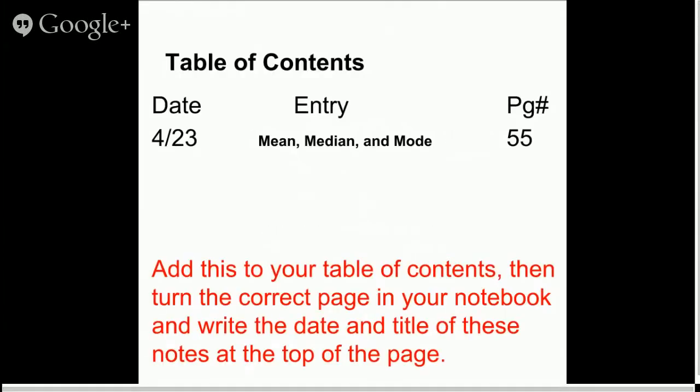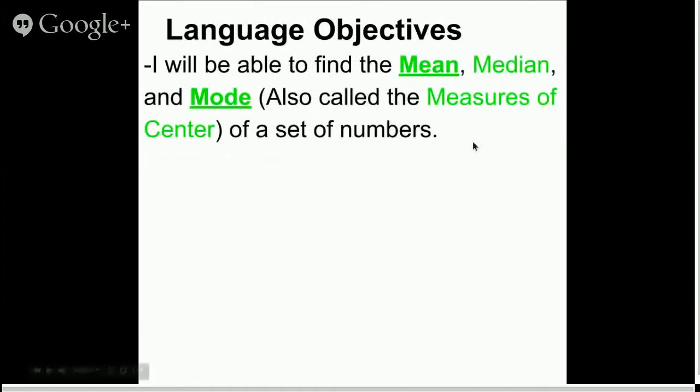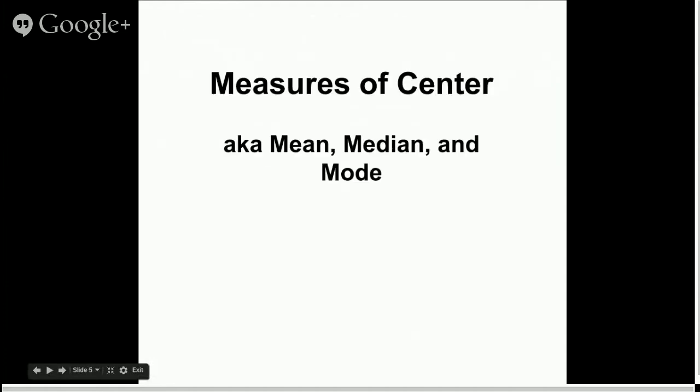Let's get started. Add this to your table of contents. Go ahead and pause it. Alright. You will be able to find the mean, median, and mode of a set of numbers. These are also called the measures of center.